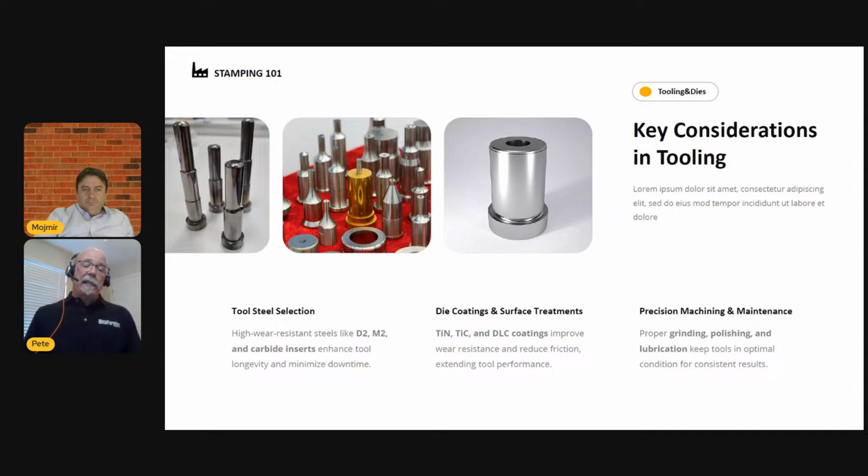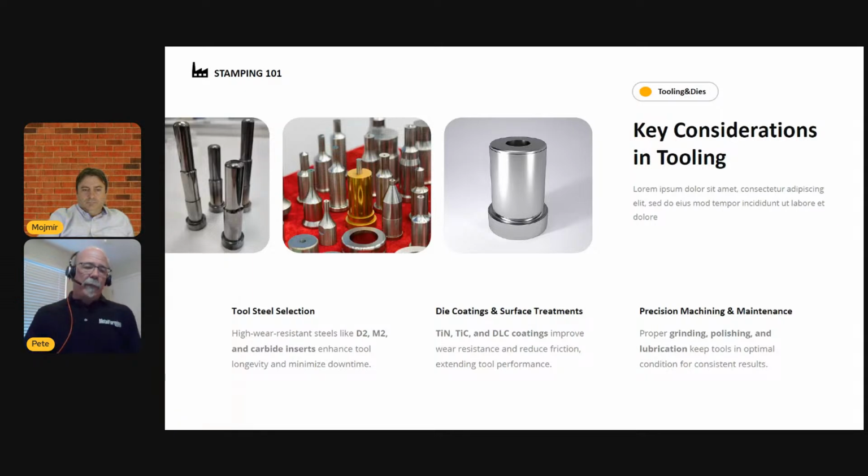So if I'm using D2, I may select A2. A2 has a higher toughness level. But people will say, well, but Pete, I don't want to use A2 because D2 wears better. Keep this in mind. You're not wearing out your D2 punch. It's breaking, it's chipping, it lacks toughness. Wearing isn't an issue. Toughness is an issue. So we want to select a material that has a higher degree of toughness.